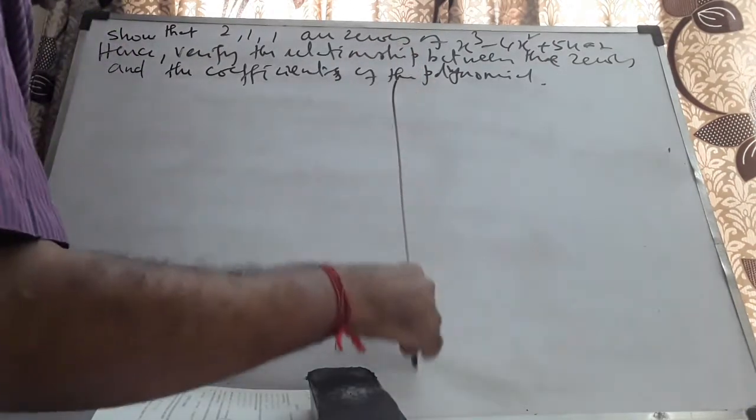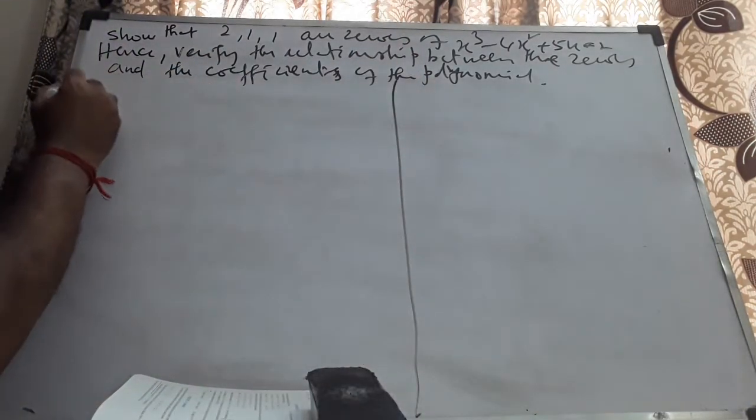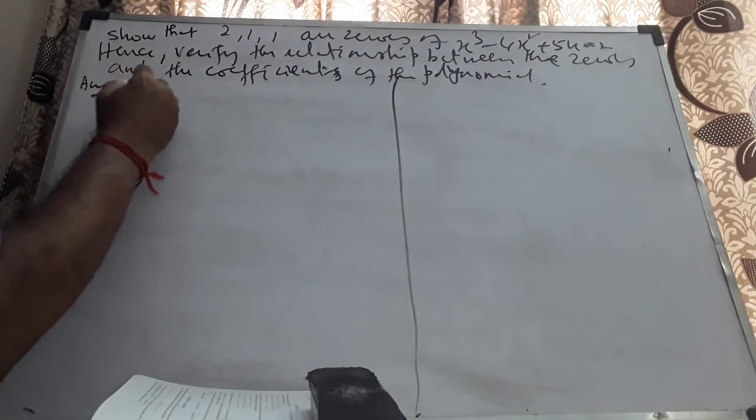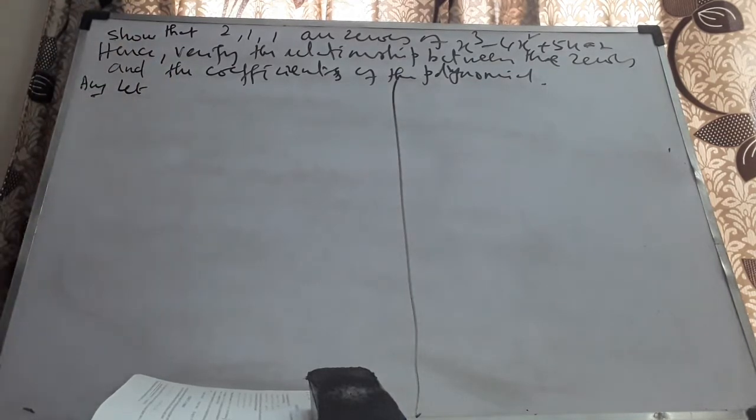Okay, let me make it into two halves. Let us see. Now, answer. Here, what you might have seen in one of the earlier videos: if you are given a polynomial p of x, and for a value of k, p of k is equal to 0, then k is the 0 of the polynomial.